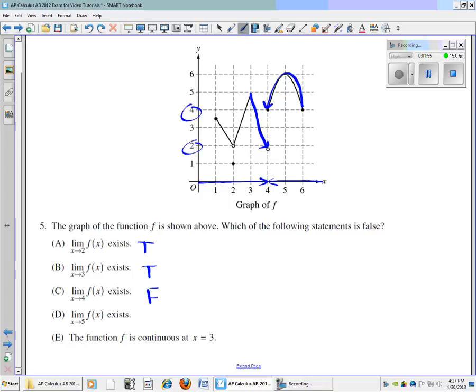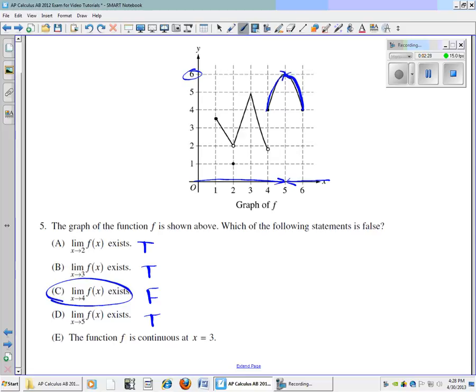And this would be our answer, and we could stop here. If we want to check the others, we could. The next one is the limit as x is approaching 5 of f of x exists. So as we look at the limit as x is approaching 5 from the left and from the right, we're going to be looking at coming from the left and coming from the right. We see that it meets and has a limit of 6, and so that one does exist.